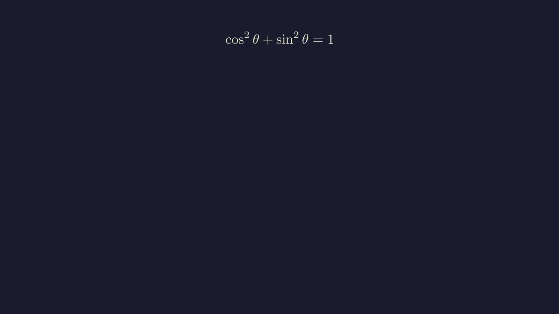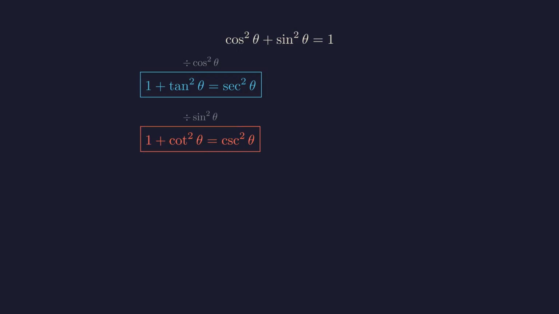Now divide both sides by cosine squared. 1 plus tangent squared equals secant squared. Divide by sine squared instead. 1 plus cotangent squared equals cosecant squared. 3 Pythagorean identities, all from one equation.